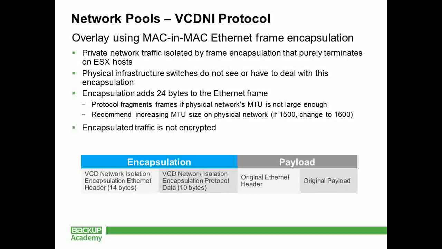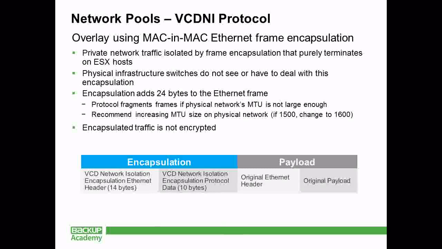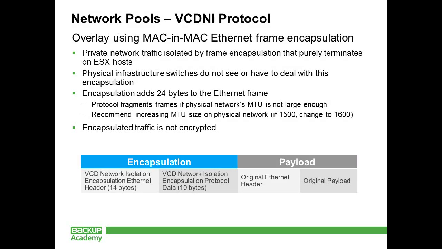Now VCDNI works by using a Mac-in-Mac encapsulation. You can see in the diagram the Ethernet frame and which parts of the packet, the header, and what actually gets added on from the encapsulation perspective. So physical switches see these packets, but they simply see them as packets destined for an ESXi server.